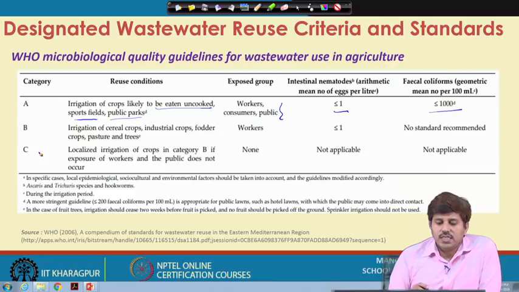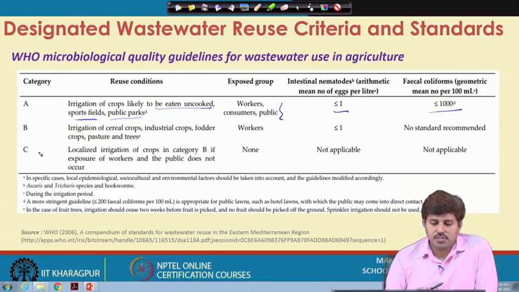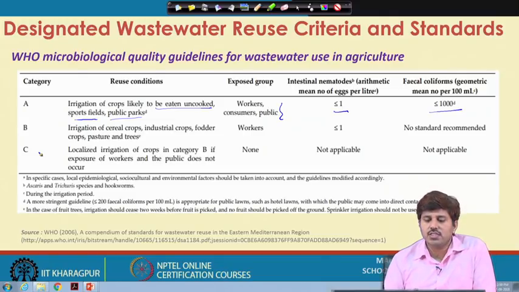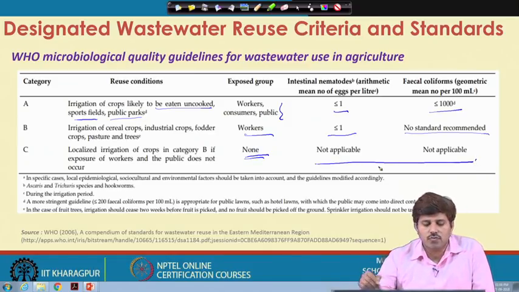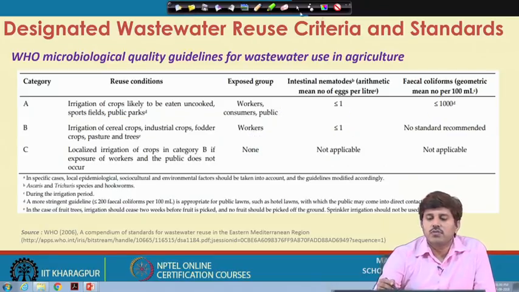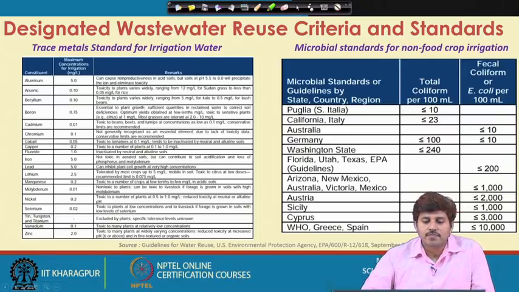For category B, which is irrigation of cereal crops, industrial crops, fodder crops, pasture and trees, the workers will be exposed. There is no recommended standard for fecal coliform, and intestinal nematodes should be less than 1. Category C is localized irrigation of crops in category B if exposure of workers and the public does not occur. If that is the case, then nobody is going to be exposed, and these standards are not applicable. So this is the recommendation from WHO, okay.